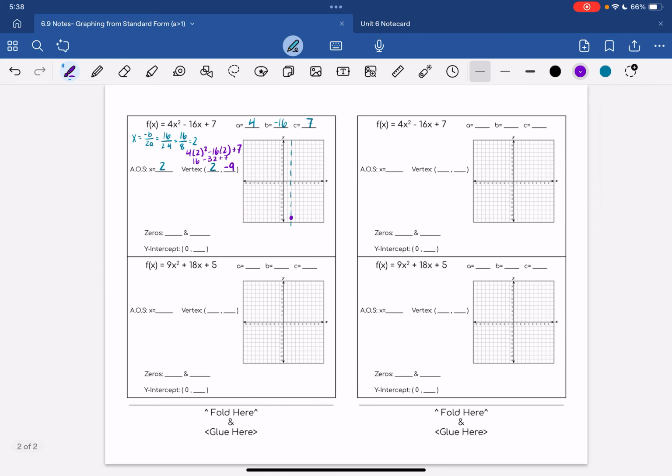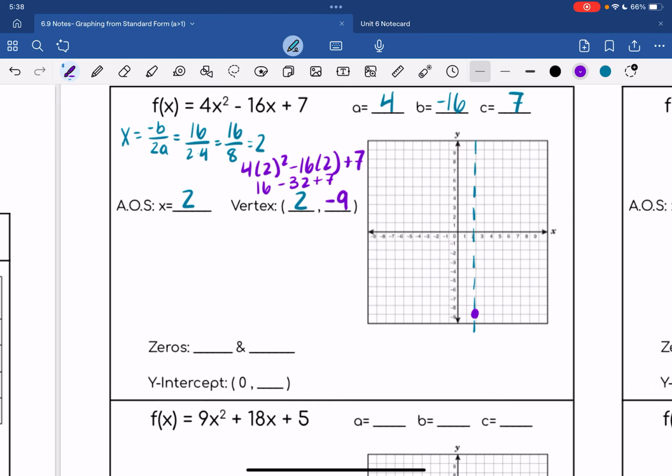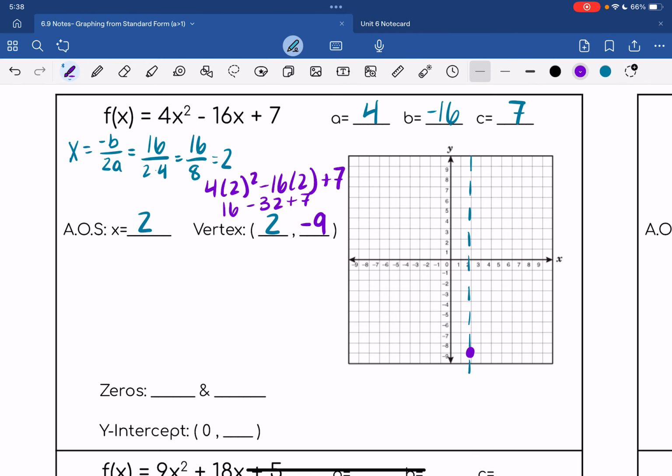So we'll start with the factoring, what we did in 6.6. So I am trying to factor, I'm trying to find 2 numbers that multiply to a times c. So a times c in this problem is 4 times 7, that's 28. So I need to multiply to 28, and I need to add together to b, so I need to add to negative 16.